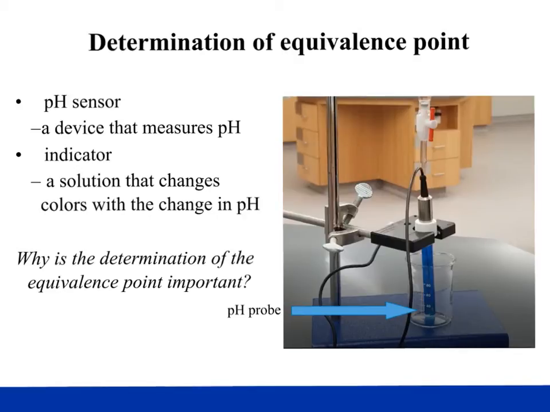One method we discussed briefly in the other video is using a pH probe. The pH probe takes real-time pH measurements and sends them to a computer, which will automatically create the plot. The other option is using an indicator. An indicator is a substance that changes color based upon pH. This allows us to visually determine the equivalence point as we manually observe and record the volume of titrant added.